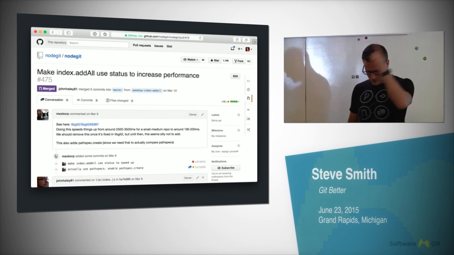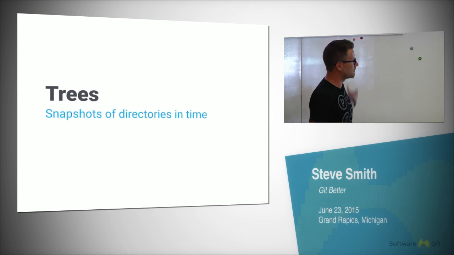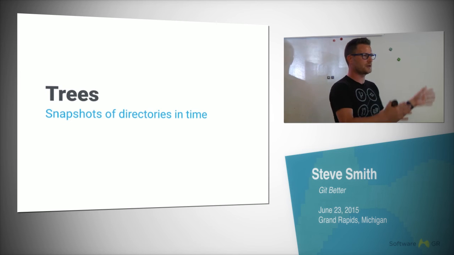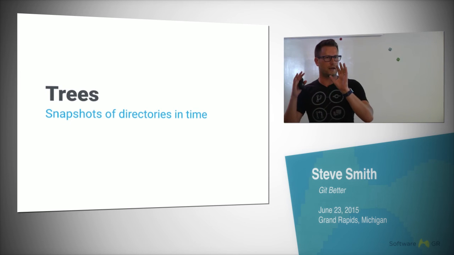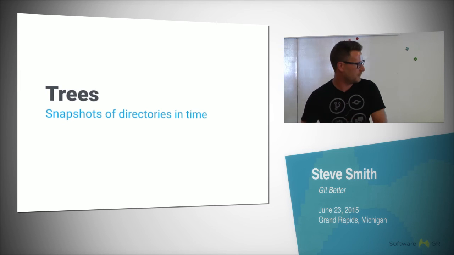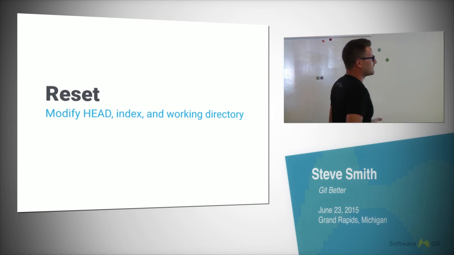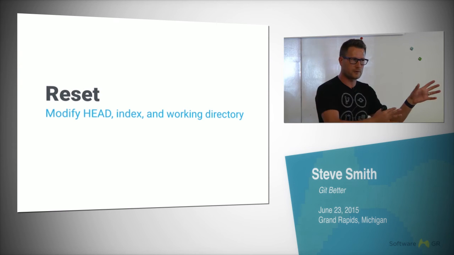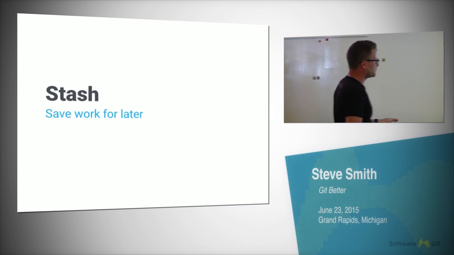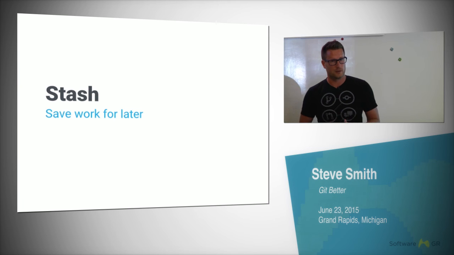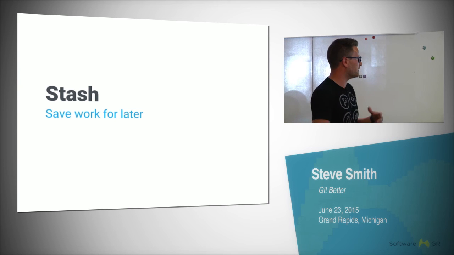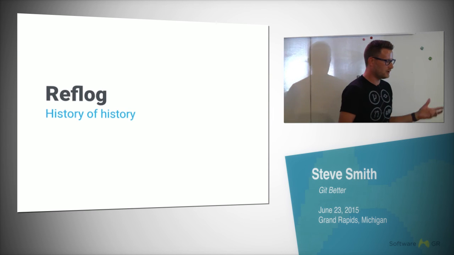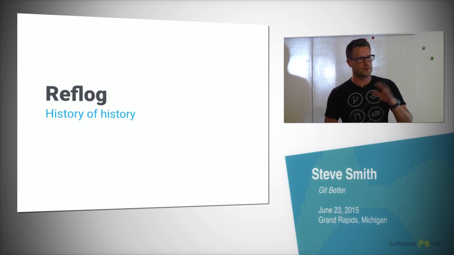So just recycling everything once again. We've talked about trees and how they're snapshots of directories in time. Your working directory is the one that you're modifying. Git handles the index and the head. Reset allows you to move the head, change your index, and change your working directory in the reverse direction. Stash lets you save work in progress for later, to move it back into your working directory or into a branch. The reflog lets you look through your history and the changes that you've made.